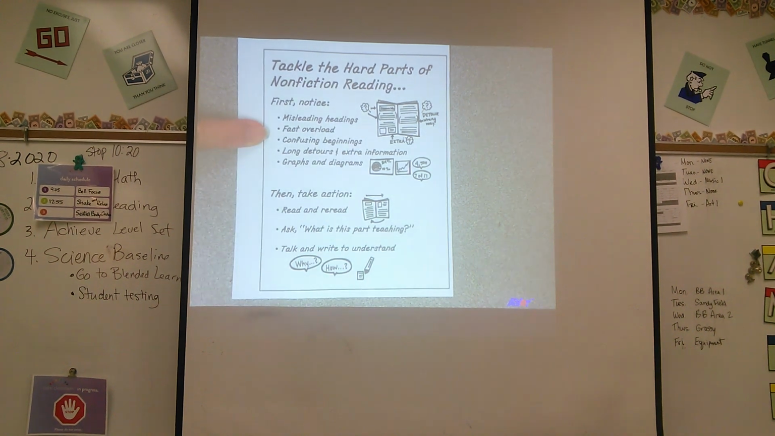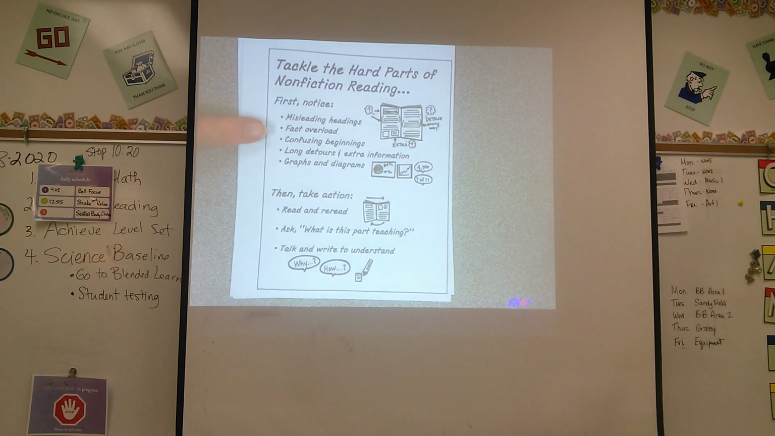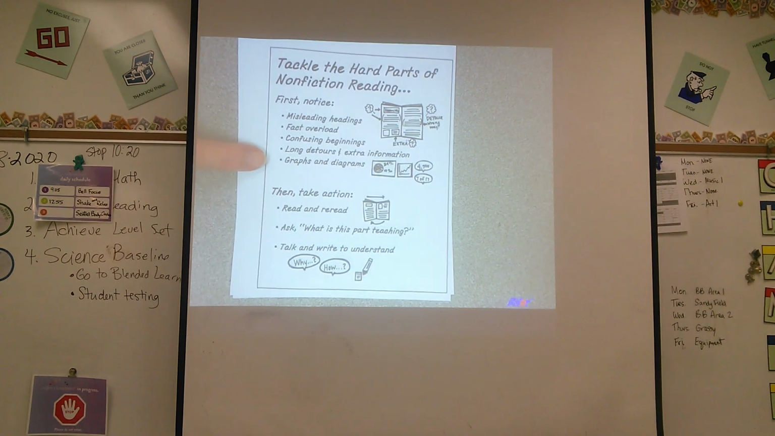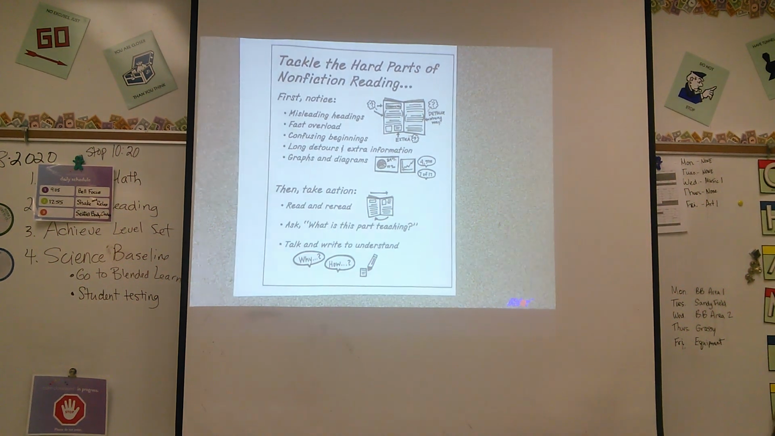Here are some of the things that we identified in what we were reading today. The misleading headings, the fact overload with all those numbers, the confusing beginnings, the long detours and extra information, and lack of graphs and diagrams, or too many, because sometimes you don't know where to look. The page is covered with them.